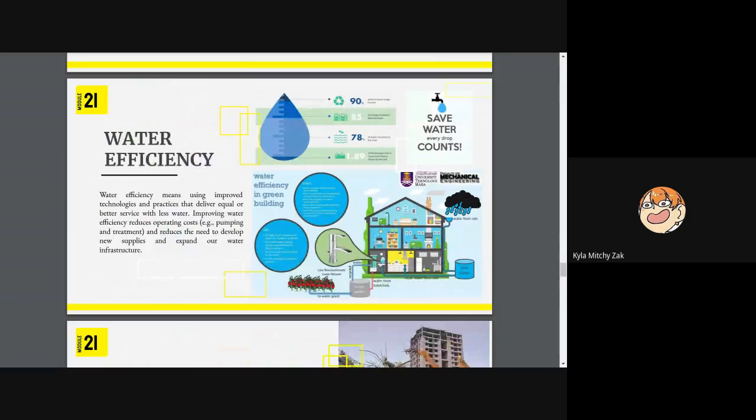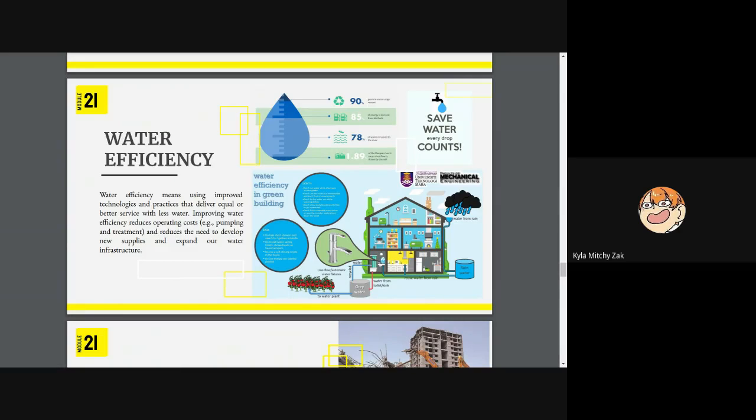So the next component is water efficiency. Water efficiency refers to using materials and products that require less water in order to produce an effect while still being at par or even better than materials that use more water. So this is really the goal of green building materials: to produce the same effect as other materials while using less water or less energy and having less harmful effects on the environment.